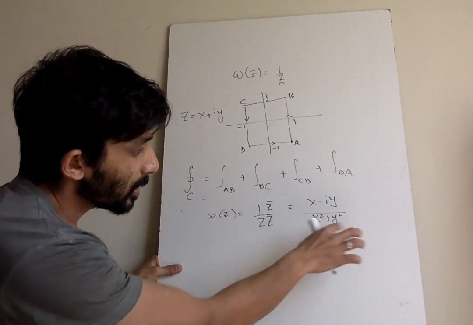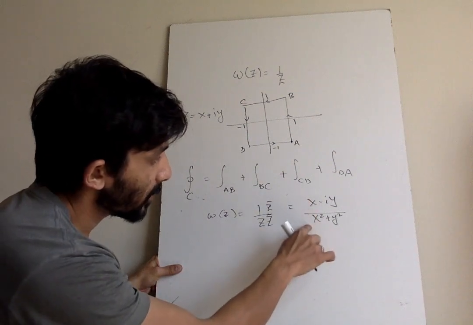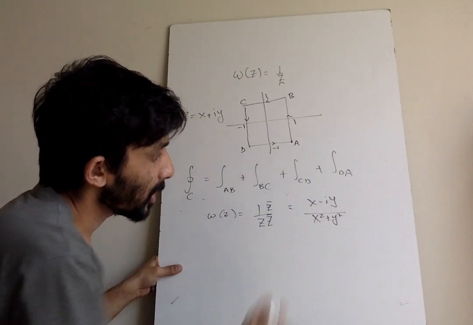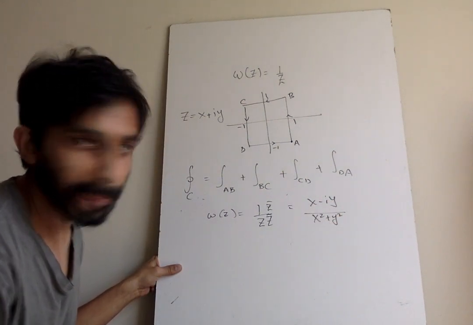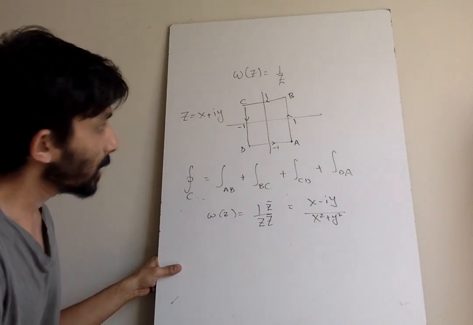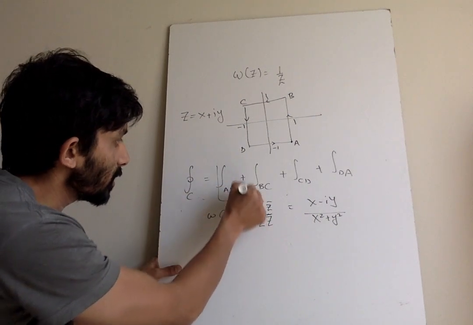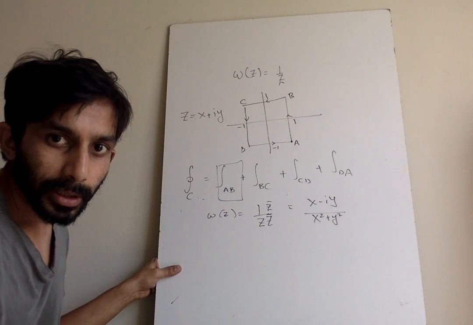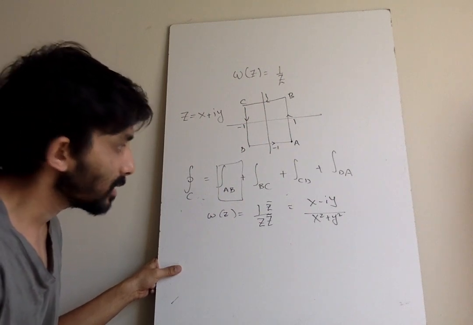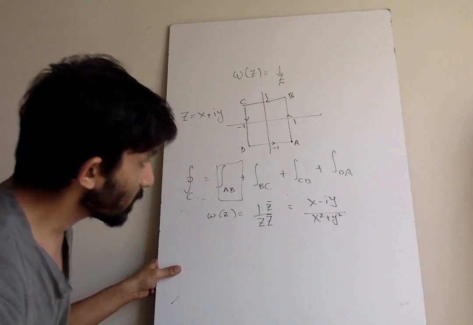So this gives us the real part of the function, which is x divided by x squared plus y squared, and the imaginary part, which is minus y divided by x squared plus y squared. Now let's focus on one of these parts. I'll perform this particular integral, and then leave the rest as a short exercise.